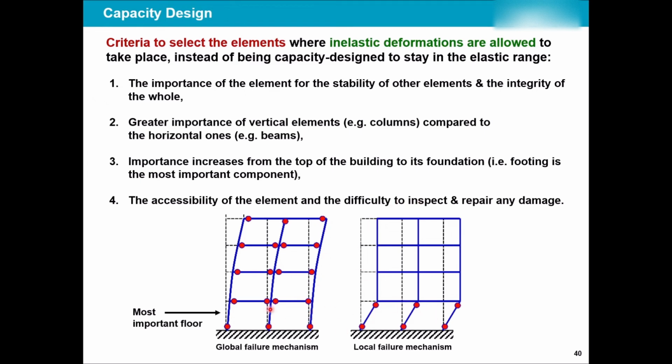Look at this case and this case. This is a successful case, where plastic hinges are happening mainly in the beams. This is an unsuccessful case, where plastic hinges happened in the columns, which are failing, while other elements on top of it are strong and they're staying.